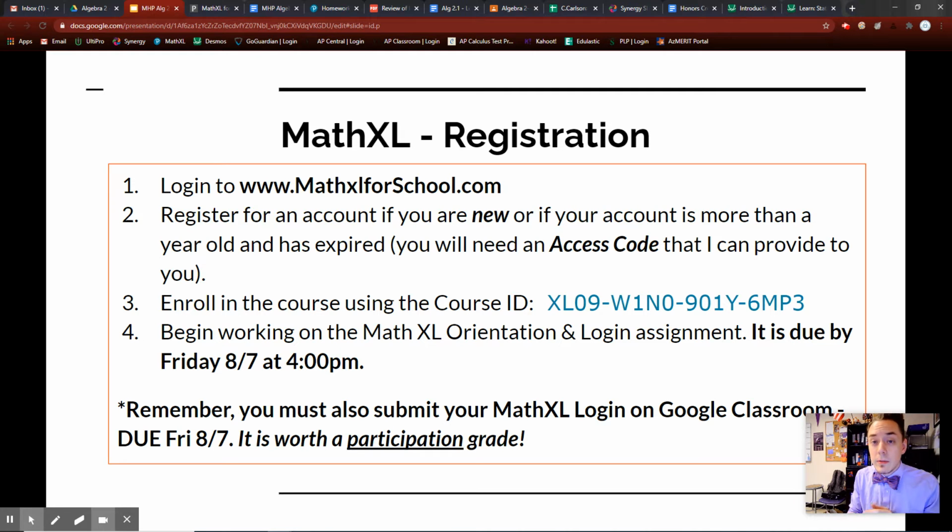If you had me for period 3 or quarter 3 for statistics last year, before COVID, the last time we were on campus, last quarter we were on campus, if you had me for that quarter, your account is not expired. So you do not need an access code. So you can just skip ahead all the way to 3 here and just type that in.